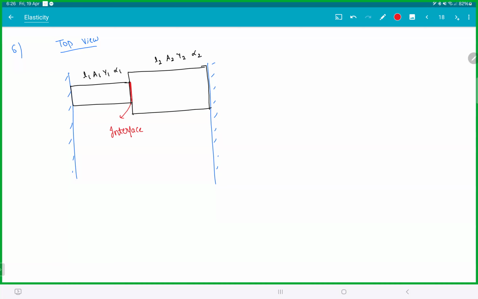Now, when you increase the temperature, find the distance moved by the interface. If you increase the temperature, one of the rods will be stronger. Whoever is stronger will push the other. So the interface can move. There is a possibility it will move. Find the distance moved by the interface when the temperature changes by delta T.